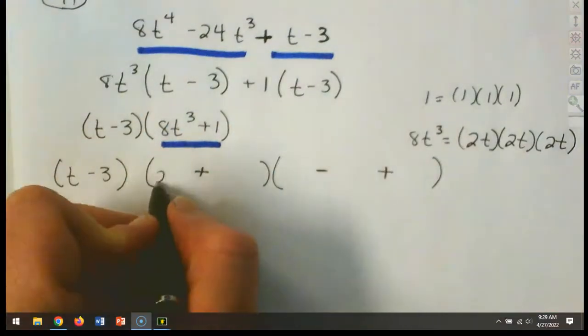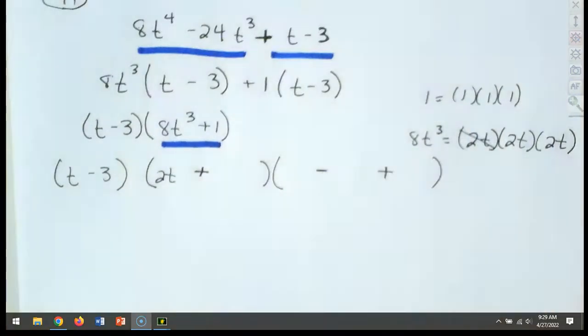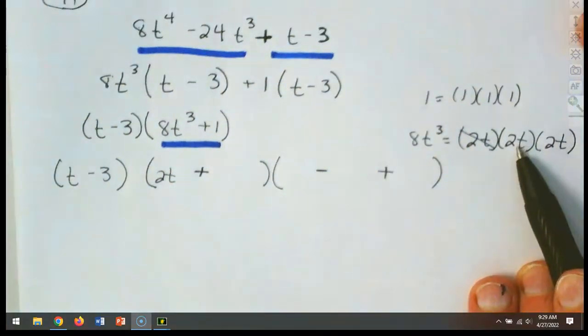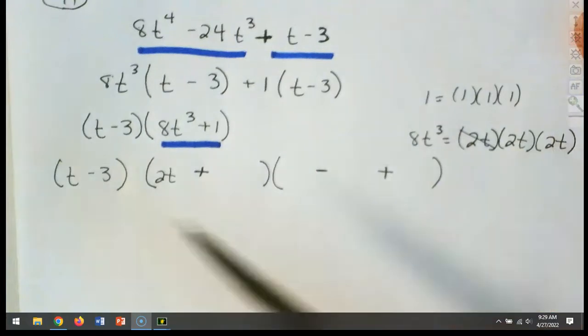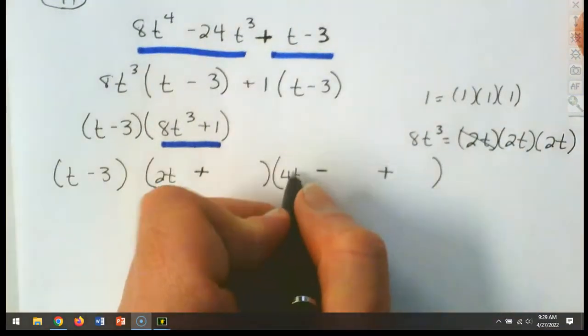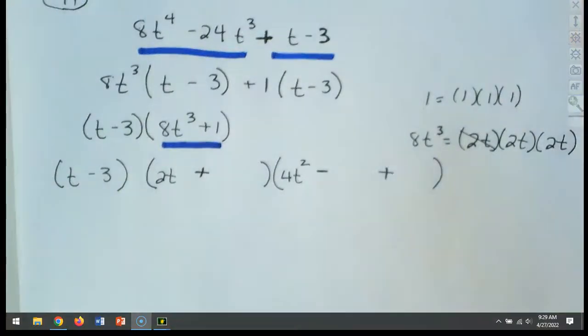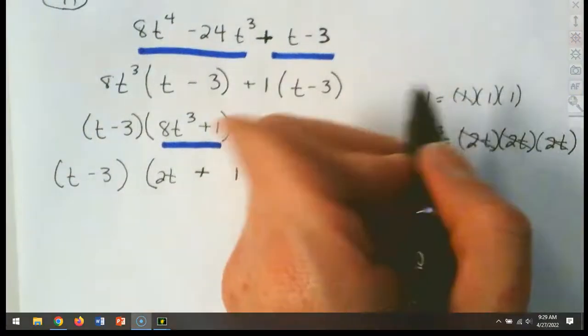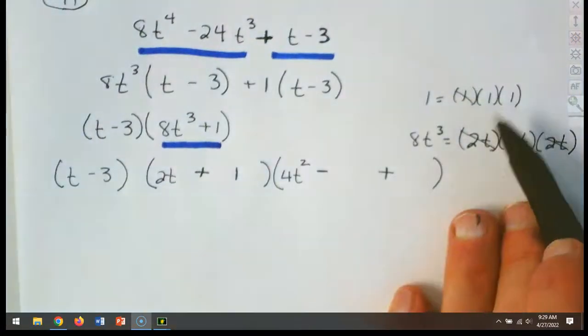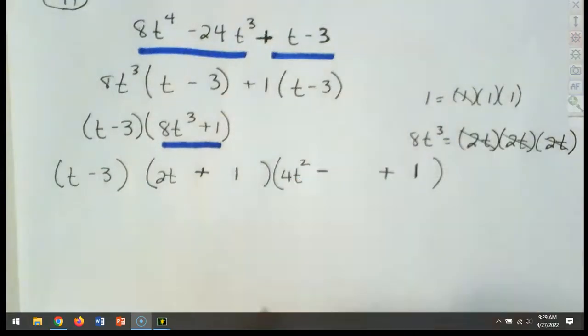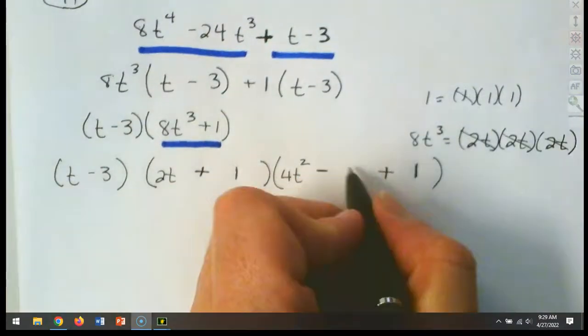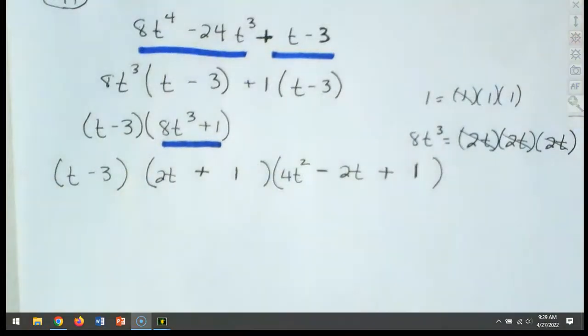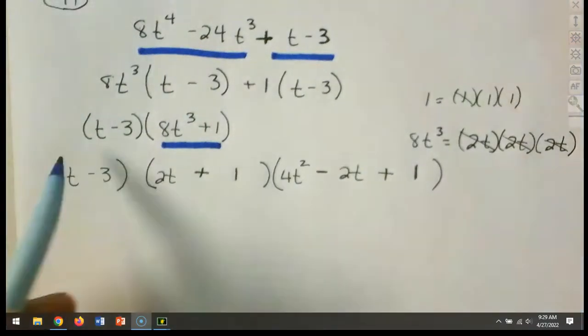Okay. 2t goes out in front. Gone. What's left over? 2t times 2t, which is 4t squared. Right? We multiply because they go together. And then what's here? 1, because that's gone. And what's left over? 1 times 1, which is 1. And then what goes in the middle? Those 2 put together, which is 2t. And that is now our final, finished, factored answer.